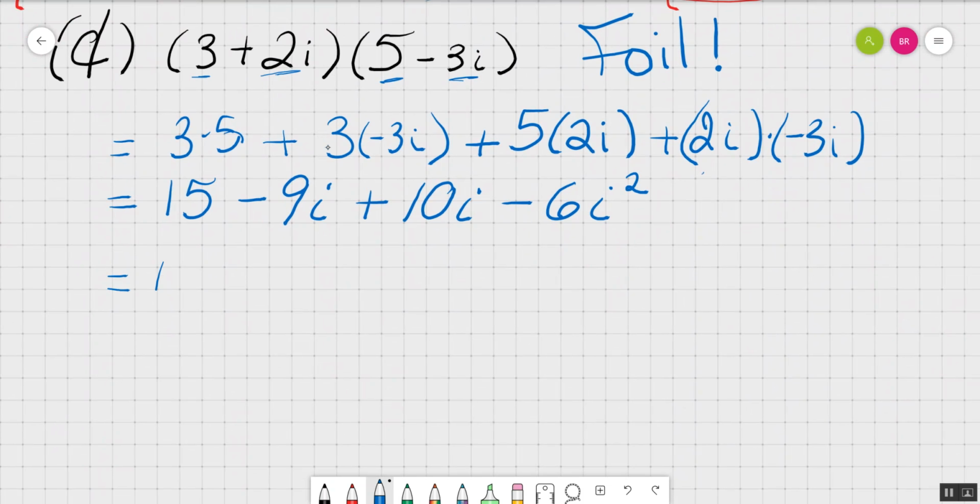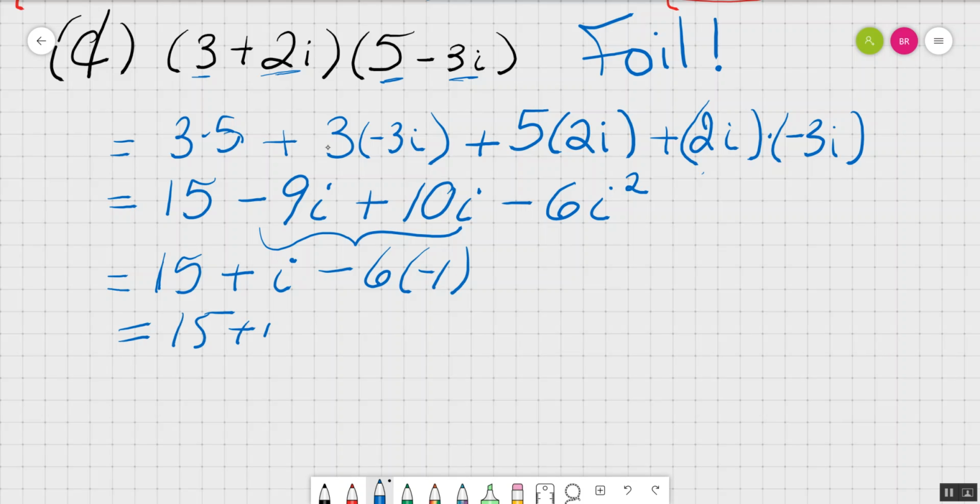All right, so I've got a 15. I'm going to combine my two i's together. I have -9 of them and then 10, so that's really just one i. And then -6 times a -1 because i squared is -1. So instead of -6, it's going to be +6. And then I'll add my 15 and my 6 together. So that'll give me 21 plus i. Is that what you saw coming out of this?